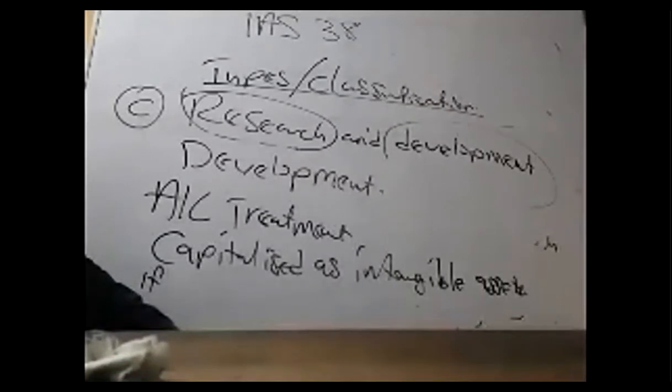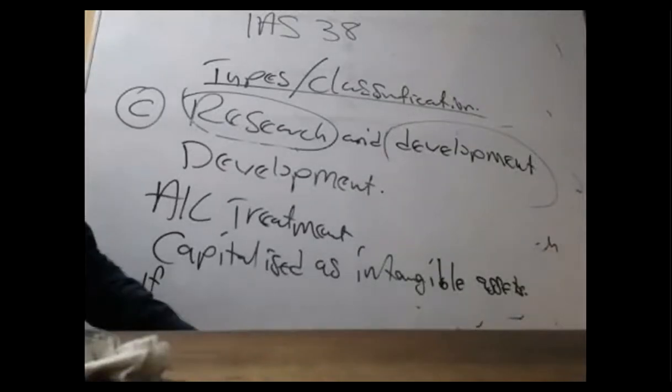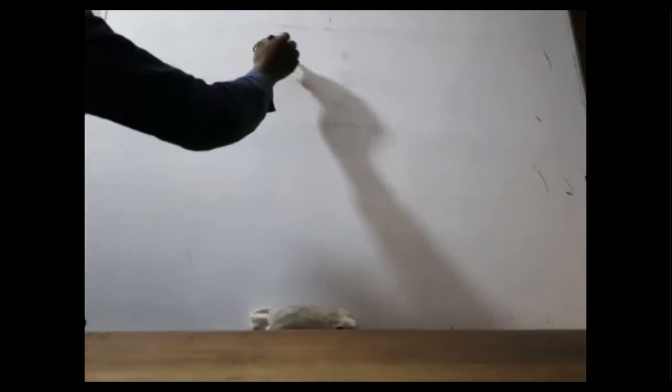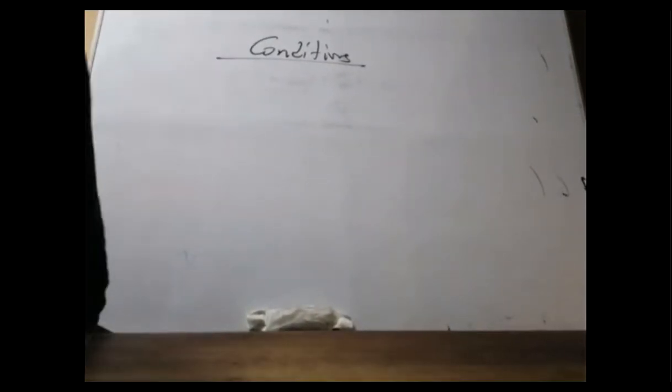There are 6 specific conditions or rules that need to be met before you can capitalize what? The development expenditure. So take note of these 6 conditions. Let's go through the conditions one after the other. Now for these conditions, we can use an acronym. These are the criteria that need to be satisfied before you record development costs as intangible assets.